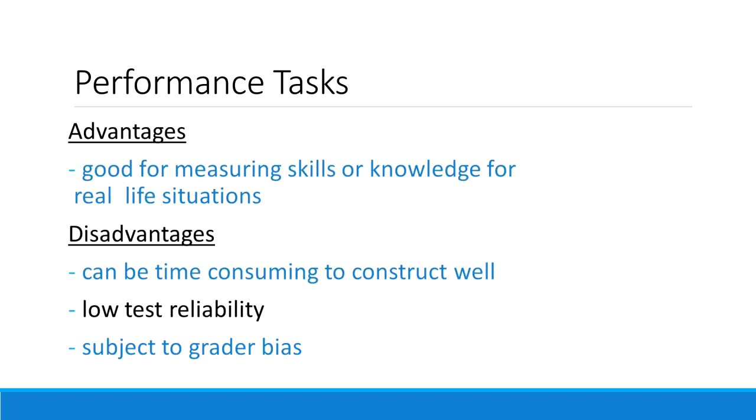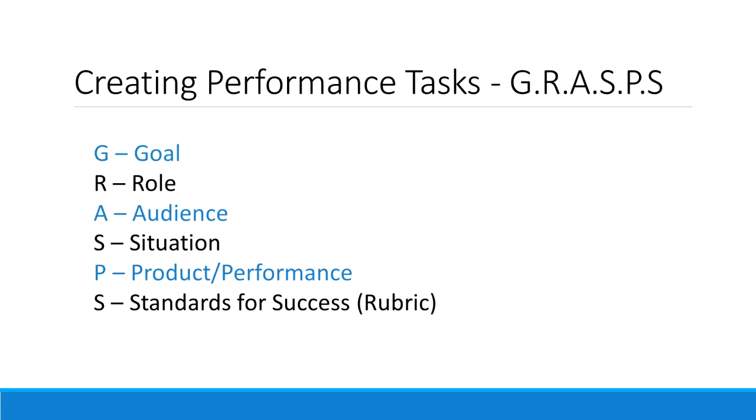They're good for measuring skills or knowledge related to real life situations, such as communication skills, speaking, listening, presentation skills, and also critical thinking. Some disadvantages: they can be time consuming to construct, they're low in reliability, and they can be subject to greater bias. So how do you create a performance task? There are lots of various ways, but this is a way that I think is very clear.